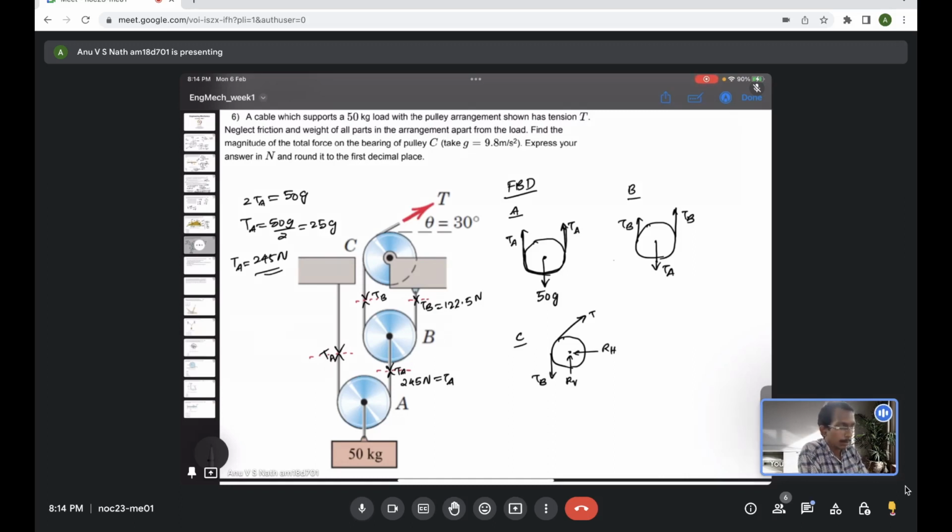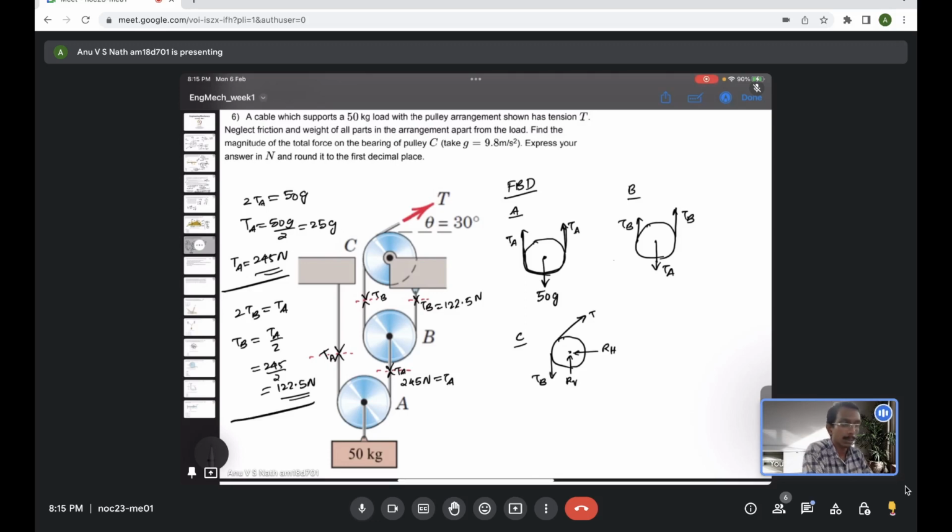Now use this information, come to the pulley B. Same thing, we repeat again. Here also TB, 2 times acting upward, is balanced by downward TA. So 2 times TB should be equal to TA. So the tension B should be equal to tension A by 2, which is 245 by 2, which is again 122.5 Newton. So these two parts we have done.